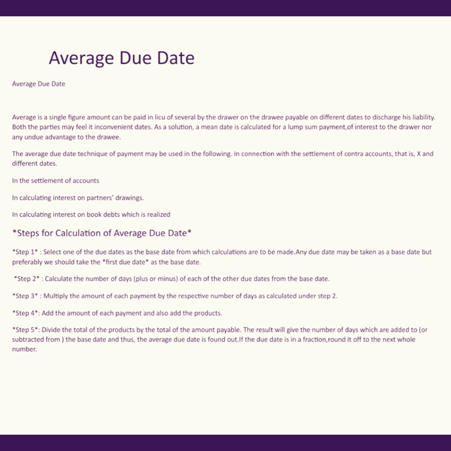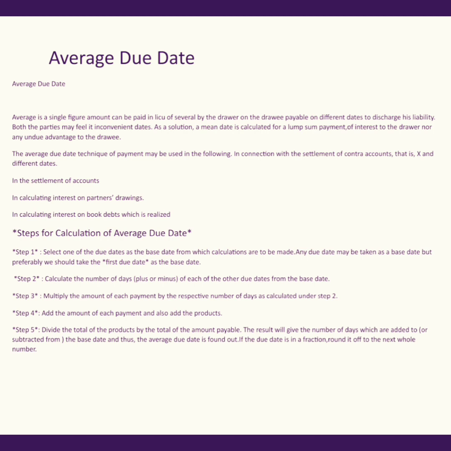Step 3. Multiply the amount of each payment by the respective number of days as calculated under step 2. Step 4. Add the amount of each payment and also add the products. Step 5. Divide the total of the products by the total of amount payable. It is the formula. The result will give the number of days which are added to or subtracted from the base date. If it is plus we need to add, or if it's minus we need to subtract it from the base date, and the average due date is found out.